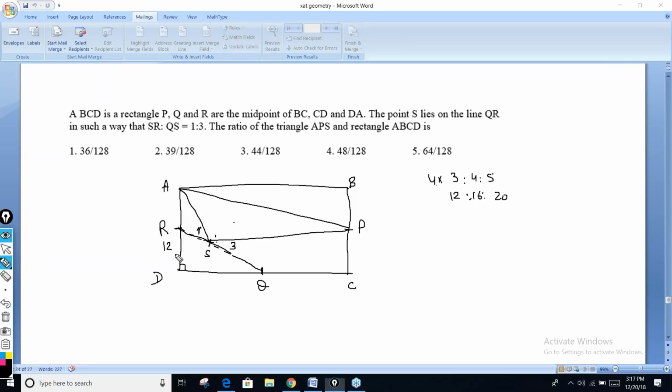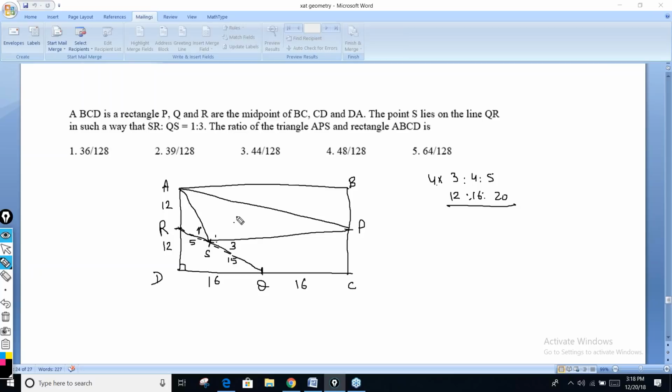So that is 12. That is 16 I'm taking. So this is the midpoint. So this will also be 16. This is the midpoint. So this will be 12. This is 20. So that will be 5 and that will be 15. Right? As soon as I get this value, my task will be easier.